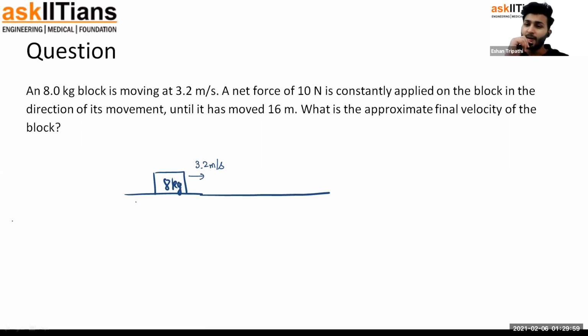Now, a net force of 10 newtons is constantly applied on the block in the direction of movement. So this body was already moving with this speed. If no other force was acting, it would have continued with the same speed. Why? Law of inertia. A body, unless an external force is applied on it, will continue to move at the same speed. Now we are saying that a 10 newton force is applied on it externally, until the time it has displaced by 16 meters towards the right. Until it displaced by 16 meters, we constantly kept applying this 10 newtons of force.